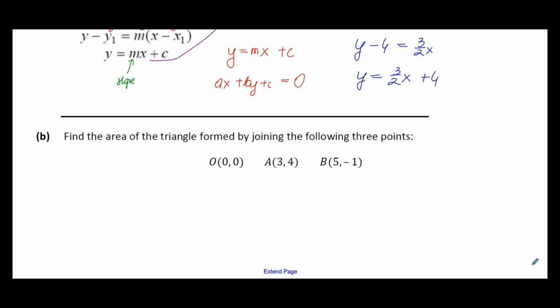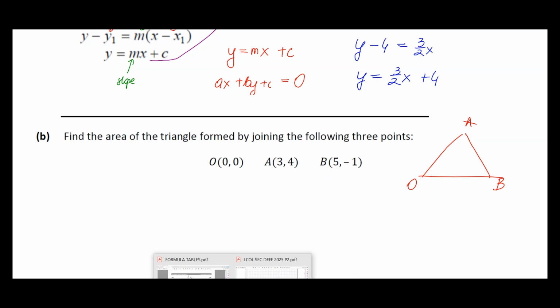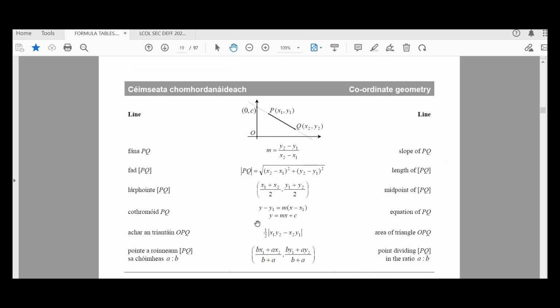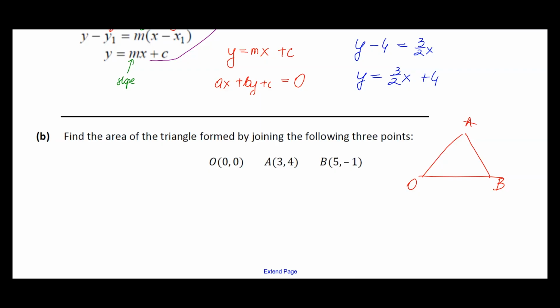Okay, let's have a look at the next part. The next one says find the area of the triangle formed by joining the following 3 points. So we understand that there are 3 points and they form a triangle, and we have to find the area of that. Now, the area of a triangle can be calculated a number of different ways. However, when it comes to coordinate geometry, we have one formula here in our table that works for coordinate geometry. That's the formula we're going to use here.